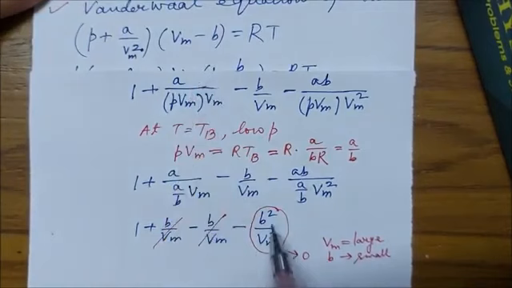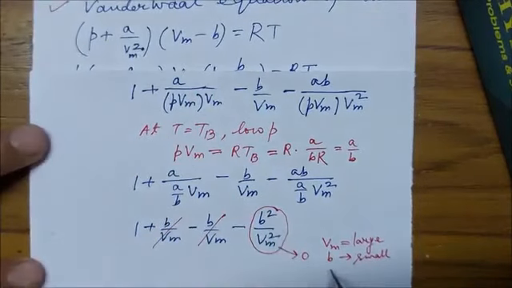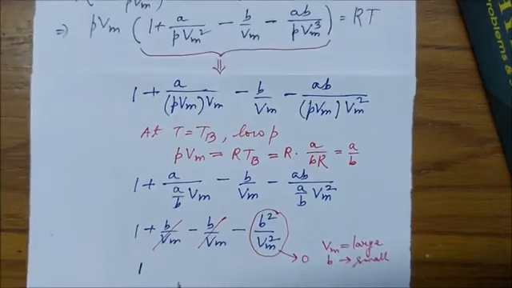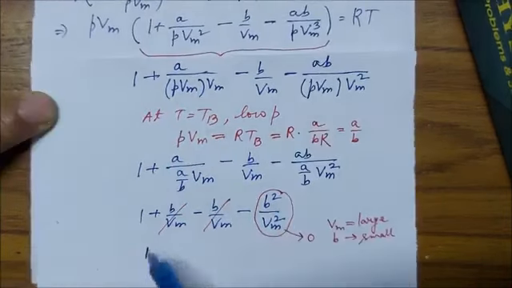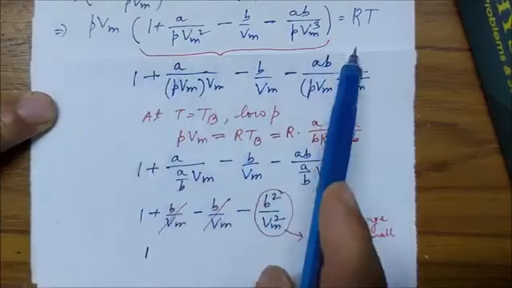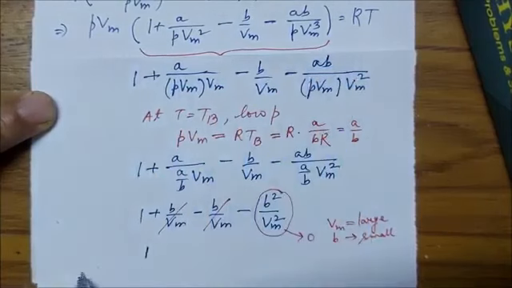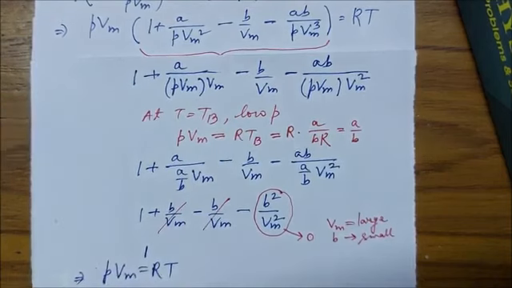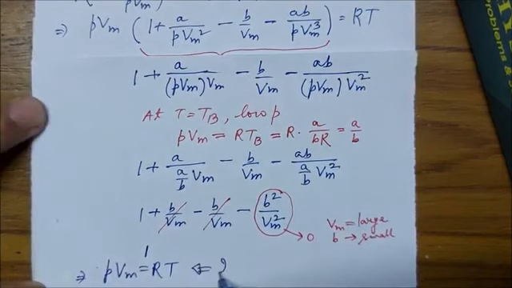And here we have B square. So we can put B square to be 0 and 1 by VM square also to be 0. So we get rid of this term, and therefore we are left with 1 for this part. Putting 1 for this portion, we end up with PVM equal to RT. And this is the ideal gas equation.